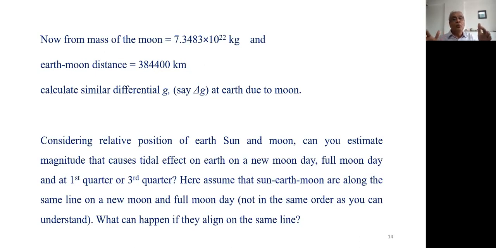High tides occur when the sun is exactly above the ocean, on the same side as the ocean, or exactly on the opposite side. The effect is still there if it is on the other side, but then there is a component of the force and the effect is slightly reduced. So considering the relative position of Earth, Sun, and Moon, you can estimate the magnitude that causes the tidal effect. And this effect, as you can very well understand, will be enhanced when the sun and moon are both on the same side, which happens on the new moon day, or when they are on opposite sides, which happens on a full moon day.